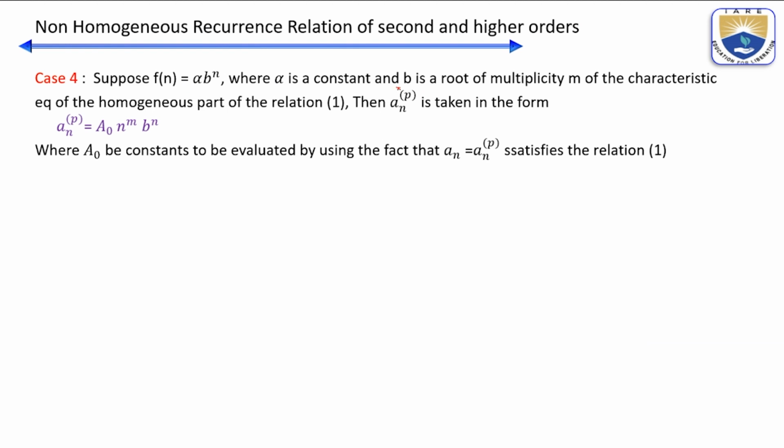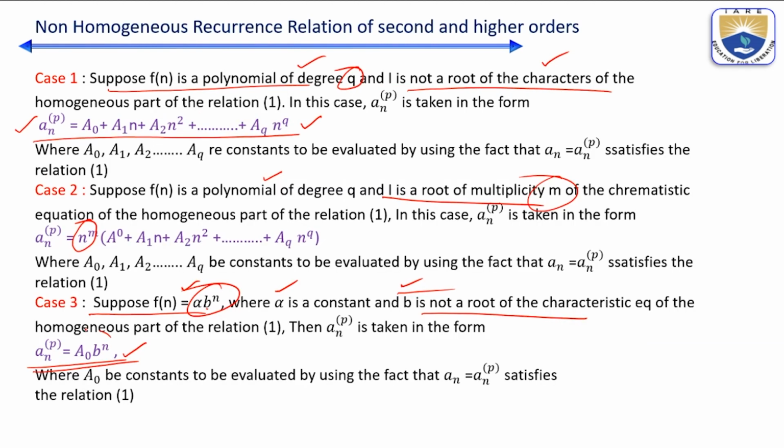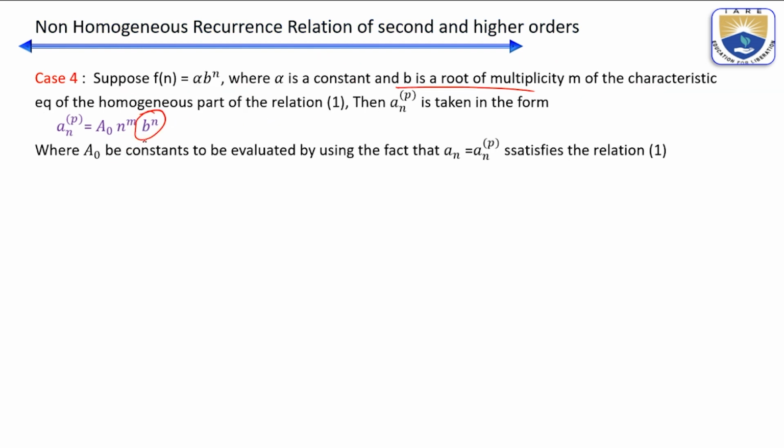Suppose b is a root of the auxiliary equation and it is repeated m times. Then we multiply the previous one, a naught b to the power of n, by n to the power of m, which is similar to the previous case. So these are the assumed particular integrals.